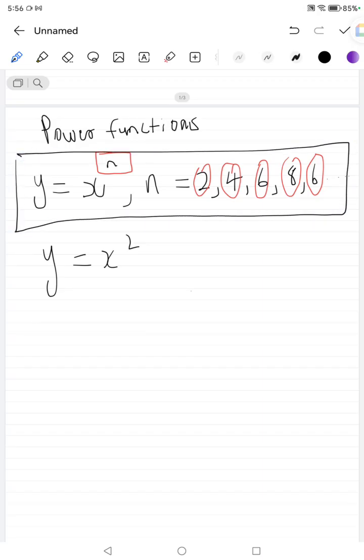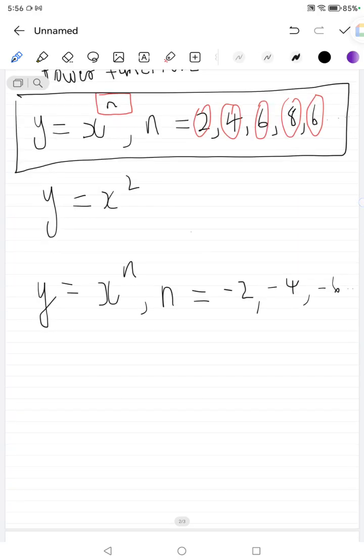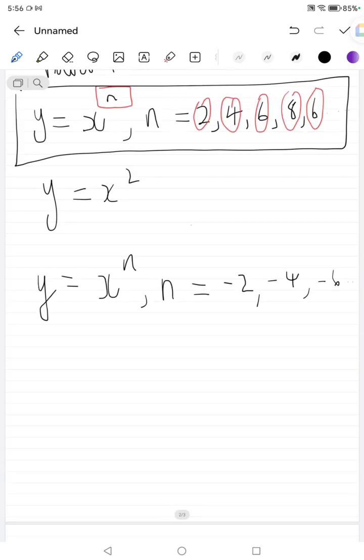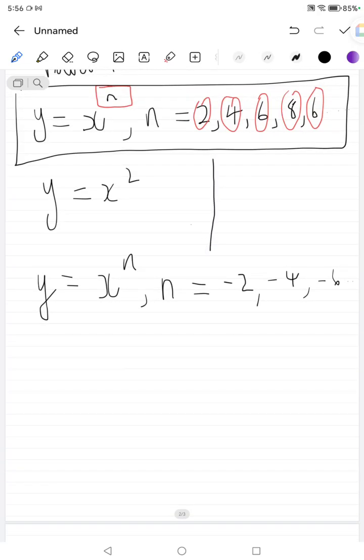So let's say now you have scenario 2, where they tell you that y is equal to x to the exponent n, and n is equal to -2, -4, -6, and so on. We're still considering our even numbers, you see. So if it's like that, basically what you're doing now is reflections. Remember the one for this one, it's like this.